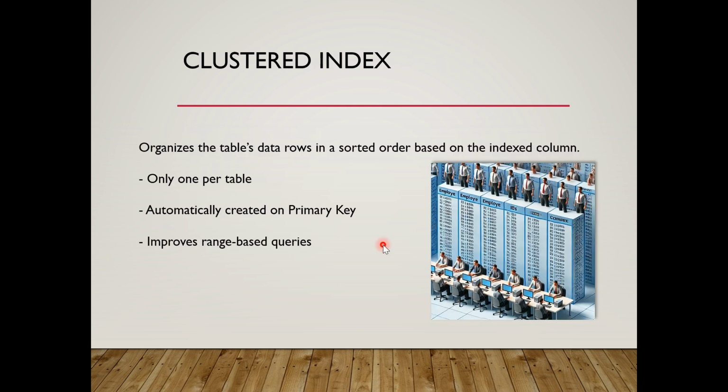So now let's talk about the clustered index. A clustered index physically organizes table data into sorted order based on the index columns. Every table can have only one clustered index because the data can be stored only one way. By default, the primary key creates a clustered index. For example, let's say we have an employee table and an index by employee ID. So the database arranges the rows physically in order of employee ID.